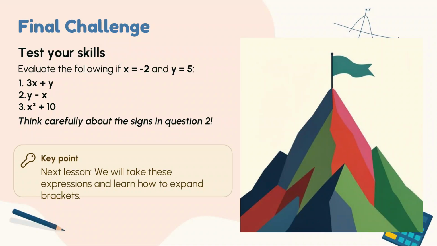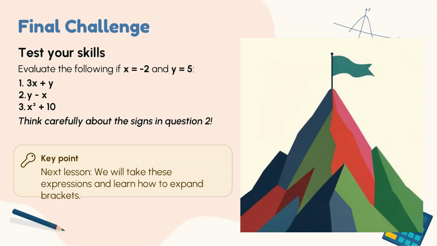For y minus x, substitute y equals 5 and x equals negative 2. That gives 5 minus negative 2. Subtracting a negative is the same as adding, so this becomes 5 plus 2, which equals 7. So the second answer is 7.